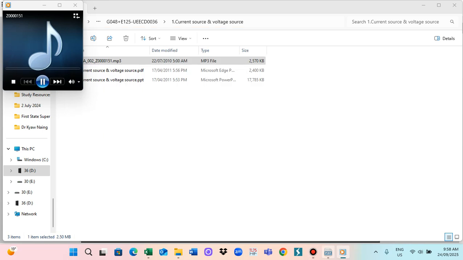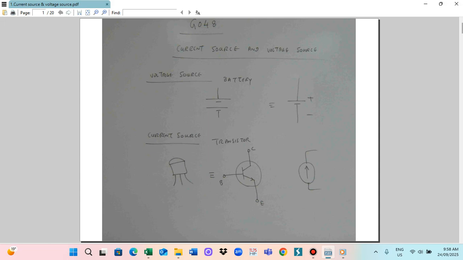Okay, first, same way with the current source and the voltage source. There are two kinds of source. One is the battery source. So, current source and voltage source here. The voltage sources are normally battery sources.